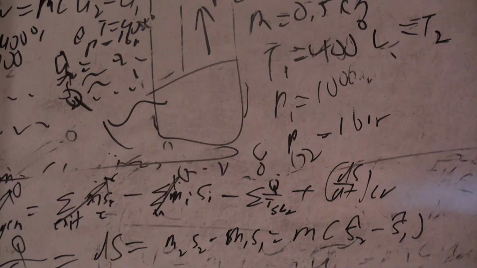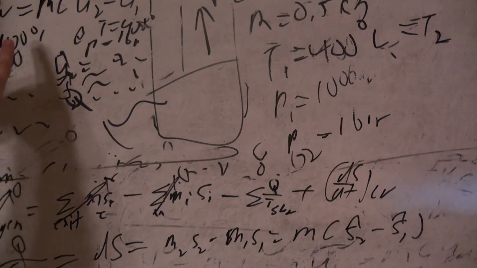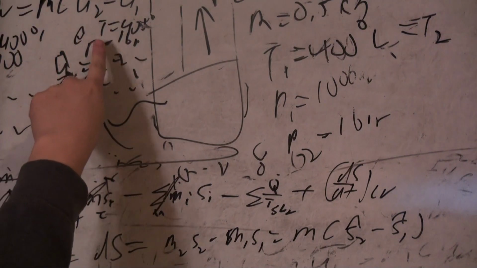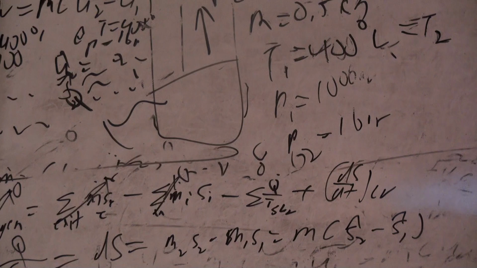So now that we have Q divided by T surroundings, well, I have a Q, and I have a T surroundings, and I have my energy balance, which was this guy up here. So now I have a Q, now I have an M, now I have a U2, now I have a U1, I can get my work. It's just algebra at that point.